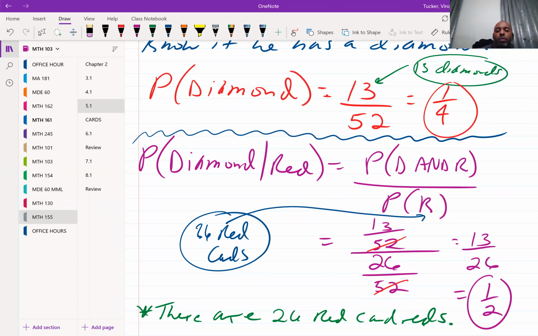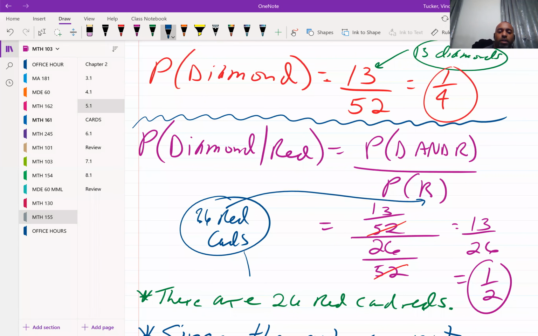And remember when we did our probability cancellation and dividing out, that bottom number was the same. So we just canceled out. So I just shorthanded it this way, just went ahead and canceled it out, because we know the 52 is going to cancel when we spread it out and multiply by the reciprocal. So that will give me 13 over 26, which ends up giving me 1/2. I wrote the 26 red cards right here.